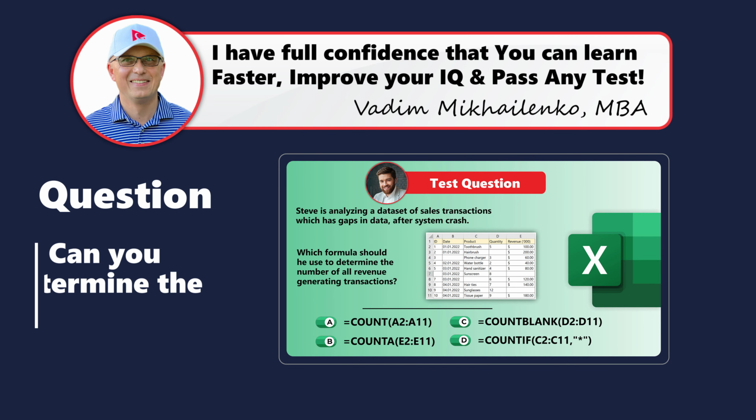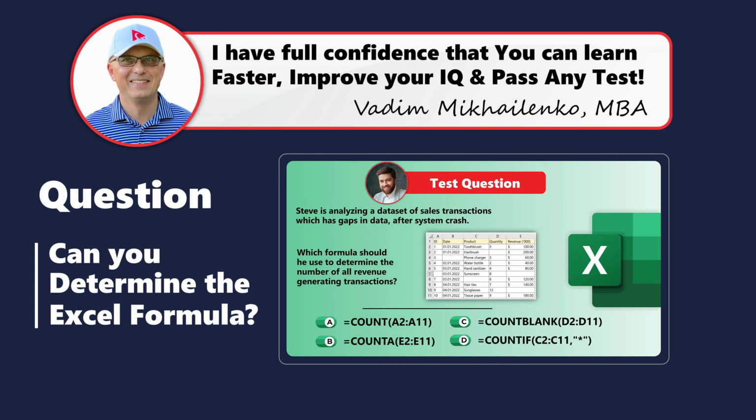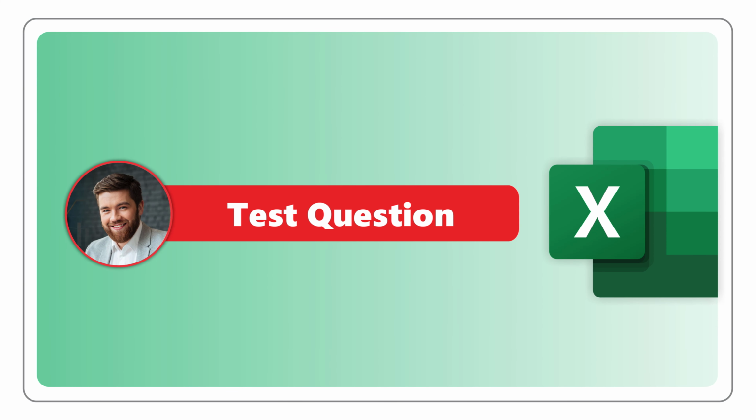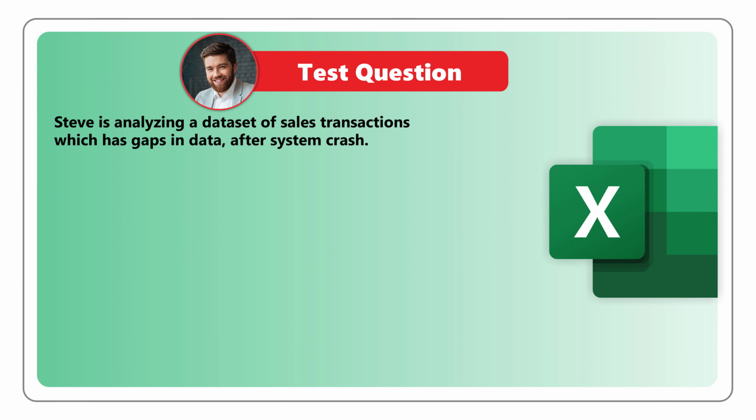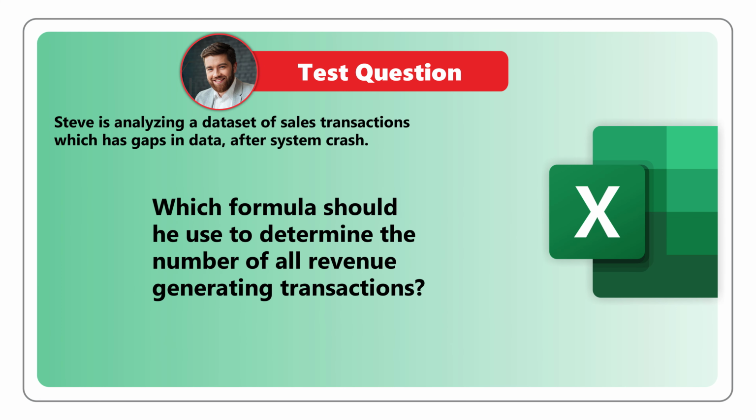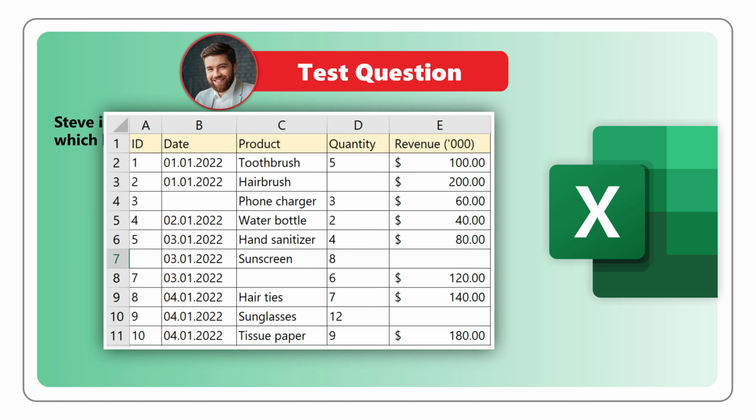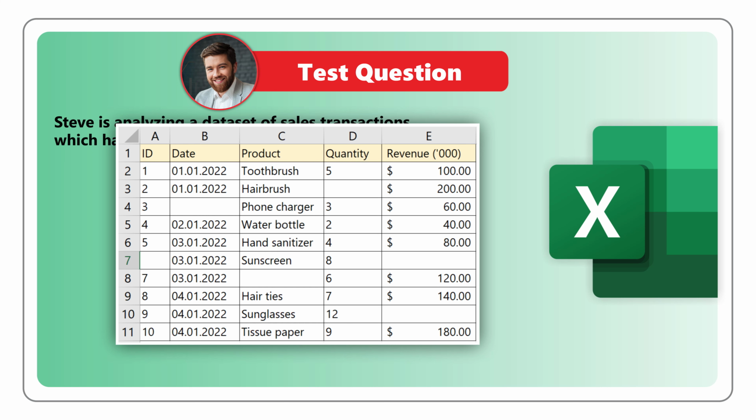Here's an amazing question which is frequently used for analyst Excel assessment tests. Steve is analyzing the data set of sales transactions, which has gaps in data after a system crash. Which formula should he use to determine the number of all revenue-generating transactions? And you're presented with the data set as well as 4 different choices.